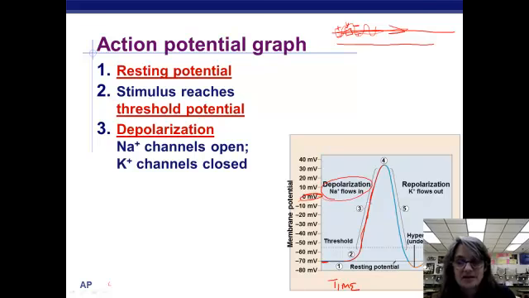but in fact, it goes kind of overboard. We get a lot of sodiums on the inside, enough to actually cause there to be a plus 30 charge difference between the inside and the outside. So we kind of let in so much sodium that we go overboard a little bit in our depolarization.